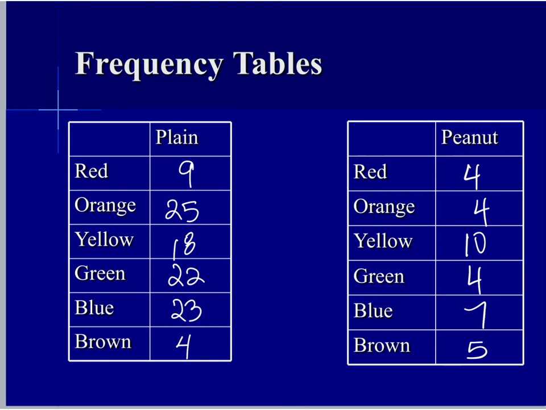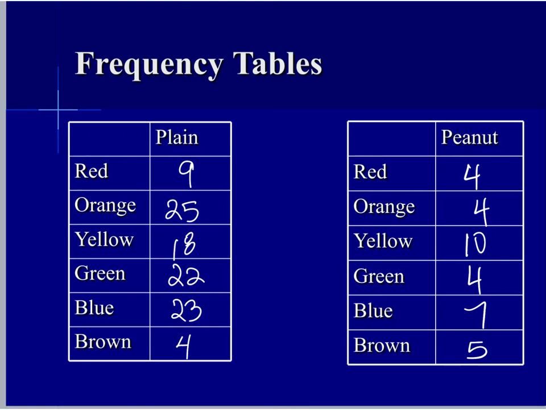And in our plain M&Ms, we had 9 red, 25 orange, 18 yellow, 22 green, 23 blue, and 4 brown. This is a frequency table for the plain, and then we had this frequency table for the peanut. A frequency table is just a table in which we list the frequency of different categories for a variable. In this case, it's the color and the type of M&M.